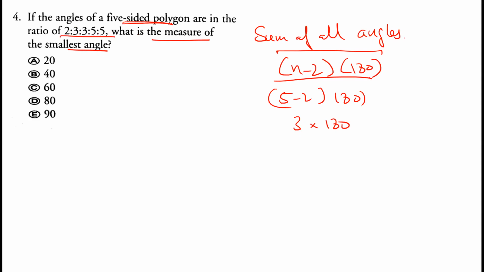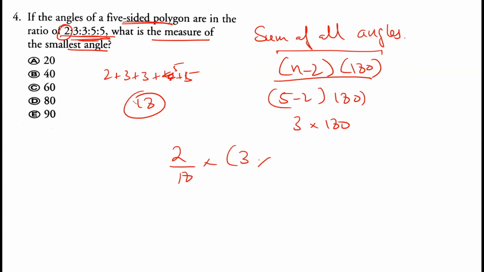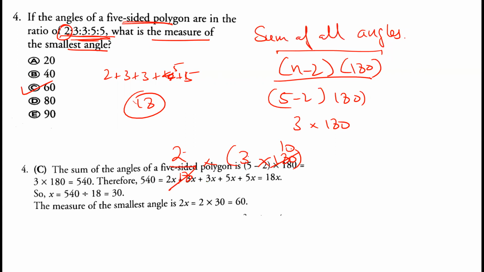Now, the ratios are given in this format: 2 is to 3 is to 3 is to 5 is to 5. So the total is 2 plus 3 plus 3 plus 5 plus 5, which is 18. So the total angles are divided into these 18 parts, and the smallest angle is 2. So 2 over 18 multiplied by the sum of all angles, 3 into 180. So 18 tens are 180, 10 into 3 is 30, 30 into 2 is 60. So option C is correct. We just need to find out the weightage: 2 over 18 is the weightage, multiplied by the total of the angles.